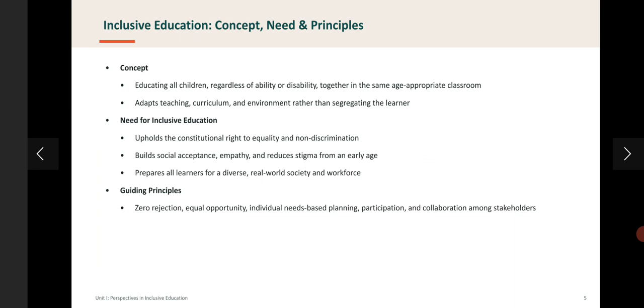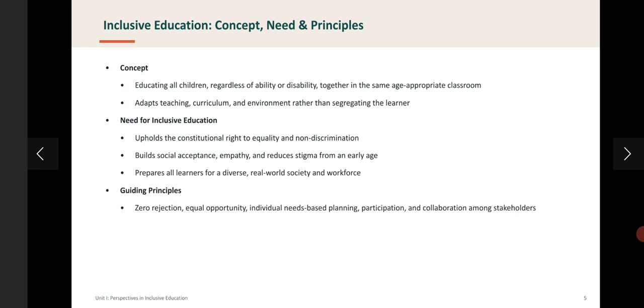Okay. So now, the concept is educating all children regardless of ability and disability together, in the same age, in an appropriate classroom. Adapt the teaching, curriculum and environment rather than segregating the learner. That is the concept. So why do you need that? Rights to equality. Build social acceptance, empathy. Reduce the stigma from an early age. Prepare all the learners for a diverse real world society. That's important. Real world society.